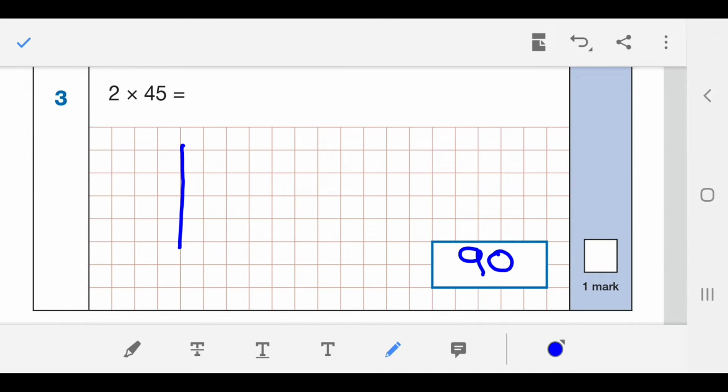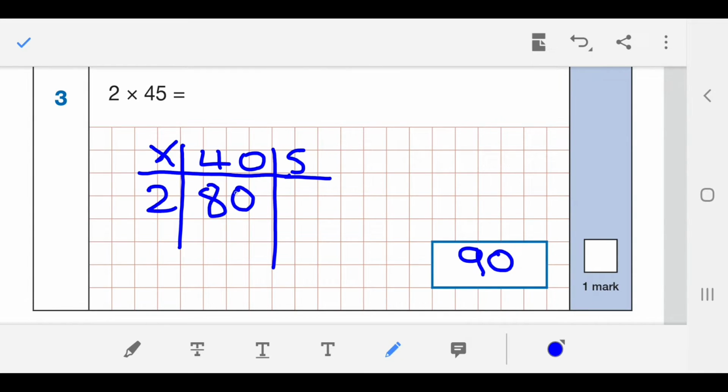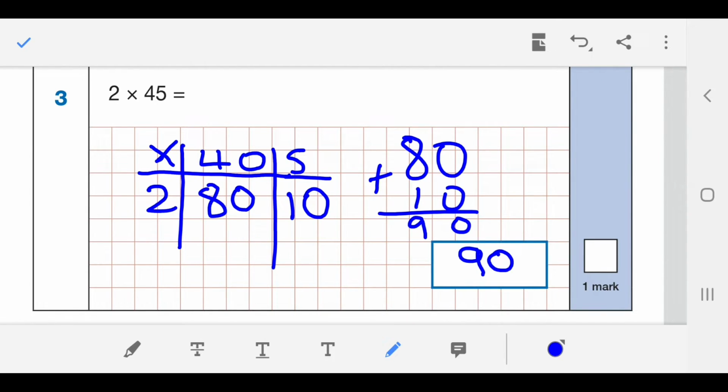I'm just going to use one method that I like to use, which is the grid method, and that is when you split the numbers into tens and units. So there's the tens, 40, and 5, and here we've only got units, so it's 2 times 4, which is 8, that's 0 there, it's 80, and 2 times 5, which is 10. Now if we add those two together, 80 plus 10 gives us our answer of 90.